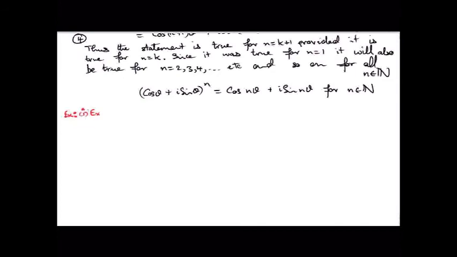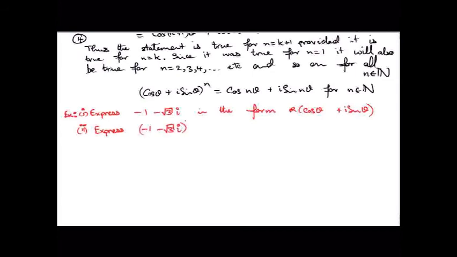Okay, part one is get this into the correct form. So express, we'll say, -1 minus root 3i in the form r into cos theta plus i sine theta. Okay? And then part two, express -1 minus root 3i to the power of 10 in its simplest form.